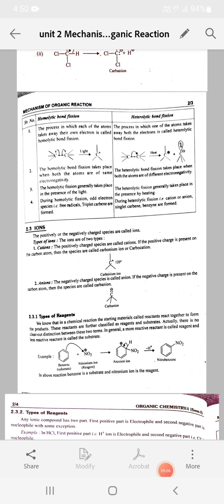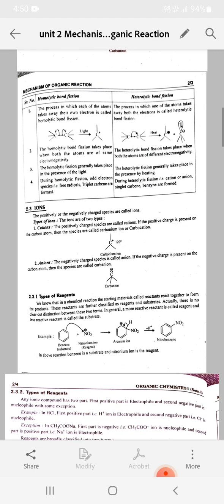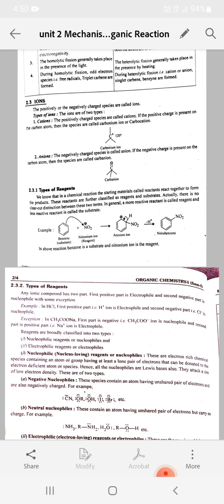The types of reagent. We know that in a chemical reaction, the starting materials called reactants react together to form the product. The reactants are further classified as reagent and substrate. Actually, there is no clear-cut distinction between these two terms. Generally, the more reactive reactant is called the reagent, and the less reactive reactant is called the substrate. For example, benzene as a substrate plus nitronium ion as a reagent gives arenium ion and nitrobenzene. In the above reaction, benzene is the substrate and the nitronium ion is the reagent.